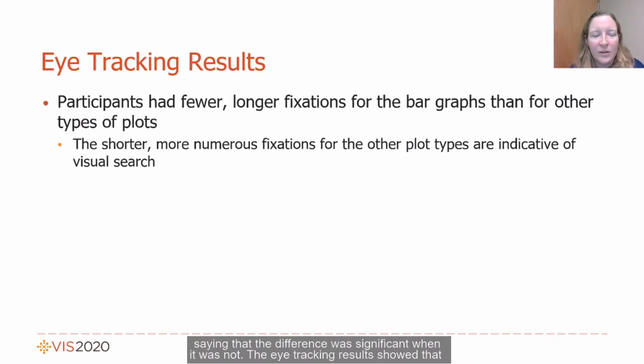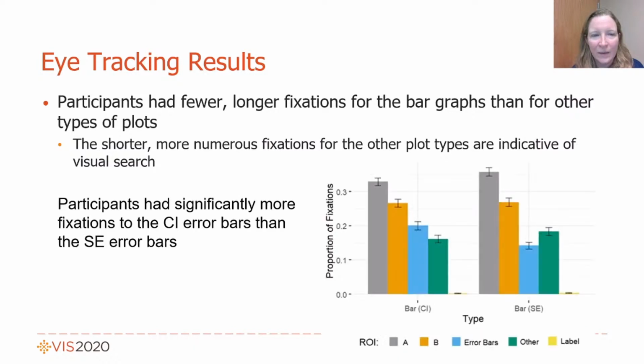The eye tracking results showed that the participants had fewer, longer fixations for the bar graphs than for the other types of plots. These shorter, more numerous fixations for the other plot types are indicative of visual search. So that indicates that the participants, just like how they were more confident with the bar graphs, knew where to look and didn't spend much time searching around the graphs. For the other plot types, their eye movements indicate more searching for information.